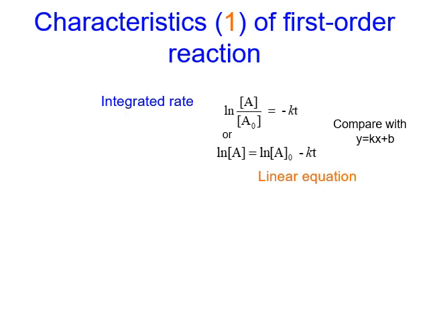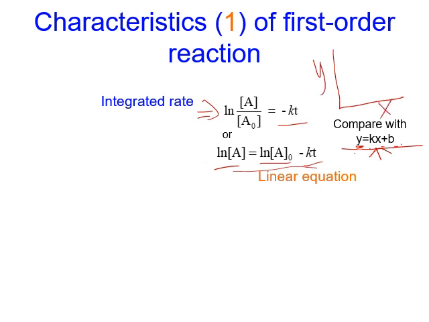We just derived this integral rate law for the first order reaction: the natural log of A over A0 equals negative kt. This can be rewritten as natural log A equals natural log A0 minus kt. This equation resembles a linear equation, y equals kx plus b. In this equation, y is the function, x is the variable, k is the slope, and b is the intercept. So this is a linear equation.